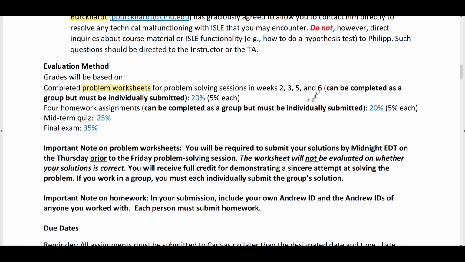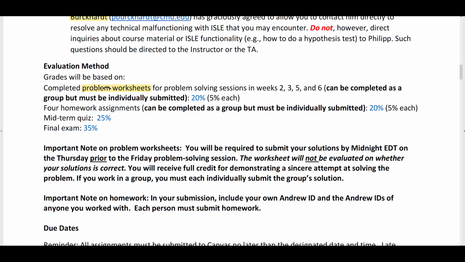In the summer, this is a 6-week course. And since our lectures are going to be on Monday nights, the lab stuff is all going to be due by Thursday at the end of week 1, week 2, week 4, and week 5. In weeks 3 and 6 are when we will have our midterm exam and our final exam. I have the correct dates for all of these problem worksheets later on.